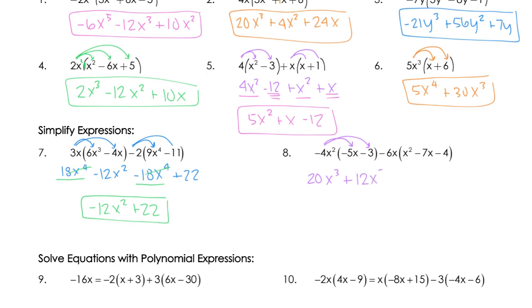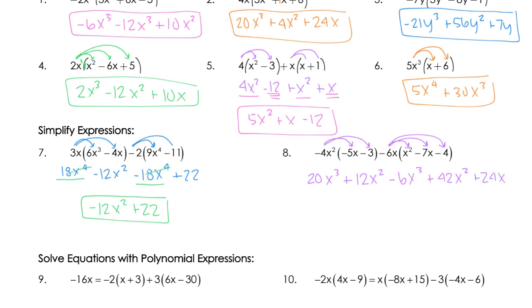4 times 3 is 12, and then just x squared, and then distribute this negative 6x, so we have negative 6x to the third times negative 7x would give us plus 42x to the second, and then times a negative 4 would give us plus 24x.